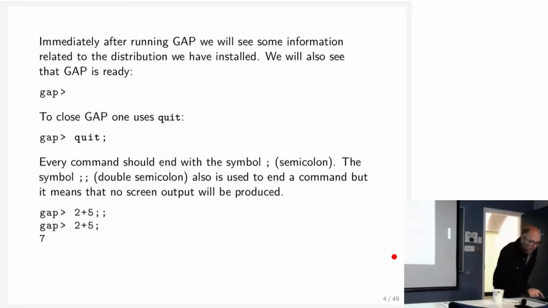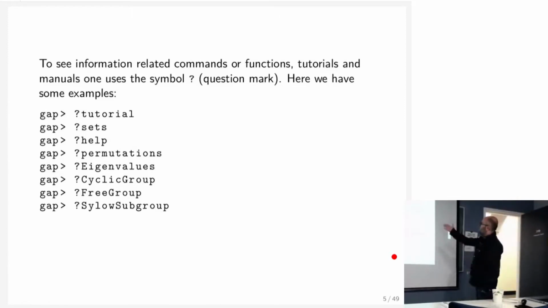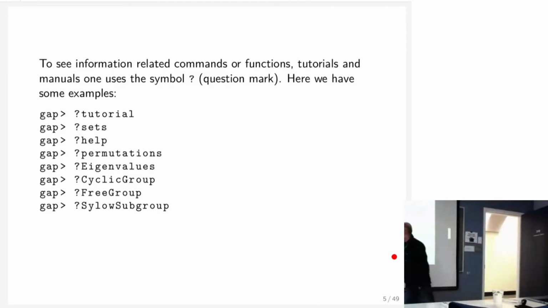Okay. The first very useful thing is how to ask for help. In general, if you want to ask for help, you need to start with a question mark, and then something that you want to learn about. For example, if you want to know how GAP works with sets, you just write sets like this. If you want some information about the help system in GAP, this is what you do. If you want to know a little bit about permutations in GAP, do this.